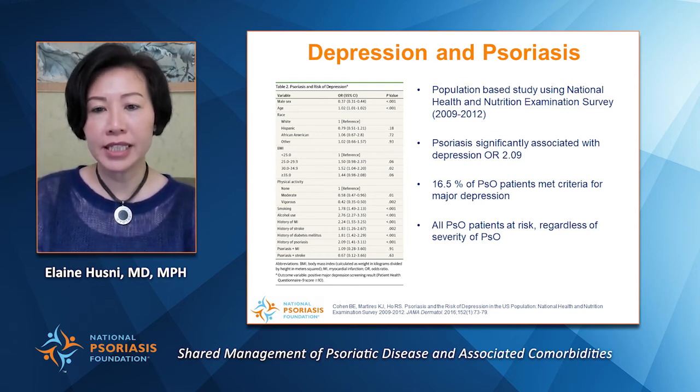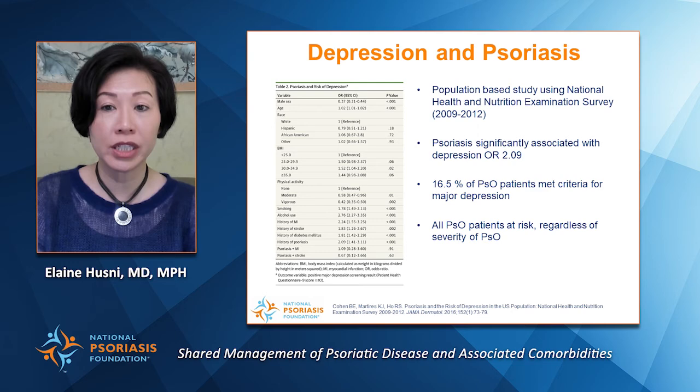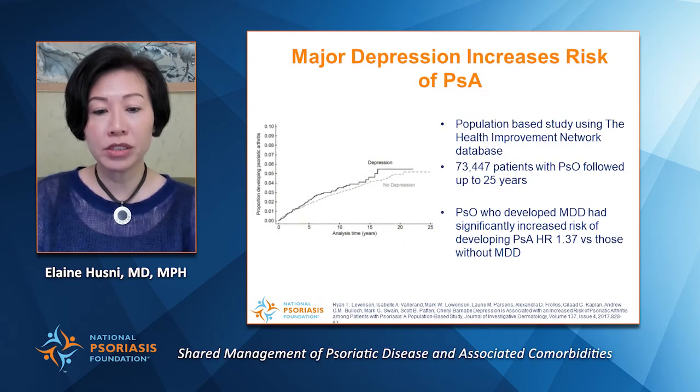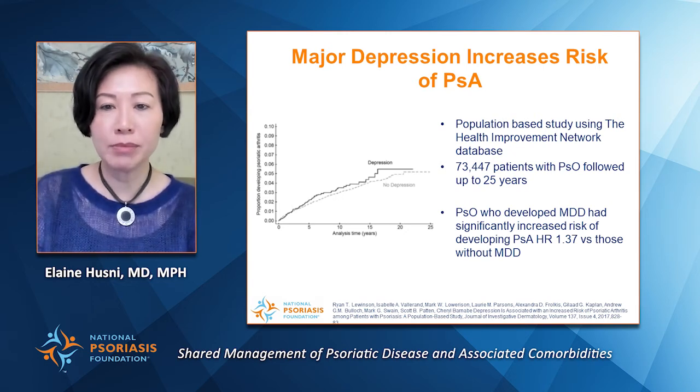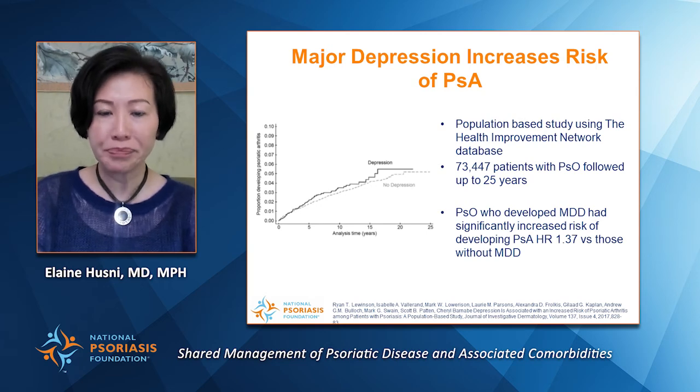Here are some studies really just highlighting that up to 16% of psoriasis patients could meet criteria for major depression. So definitely something we should screen for in our practice as well. Similarly, we can see in this study for psoriatic arthritis, major depression is also increased for this group as well.